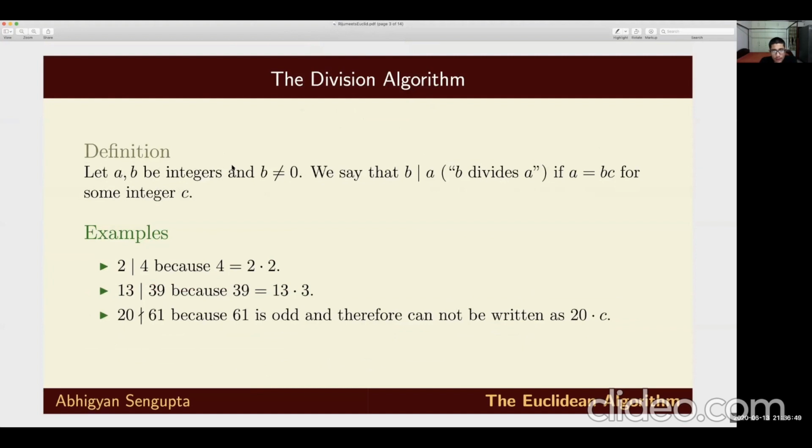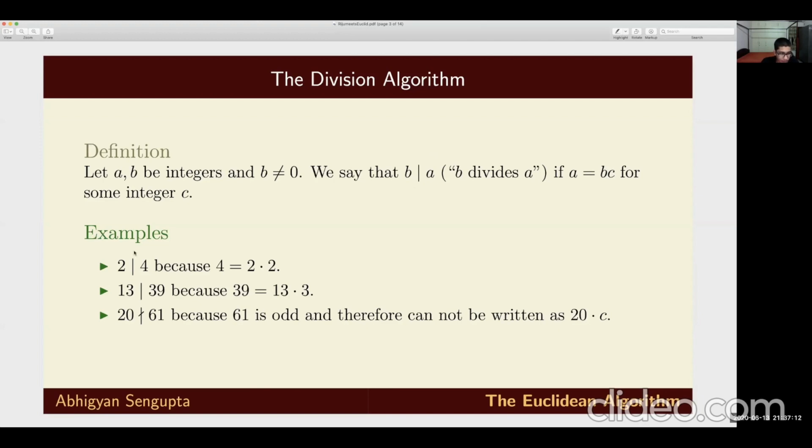Let us start by giving you a brief notion about the divisibility of numbers. So if we take two integers, a and b, where b is not equal to 0, we say that b divides a if a is equal to bc for some integer c. So this vertical line in the middle means that b divides a.